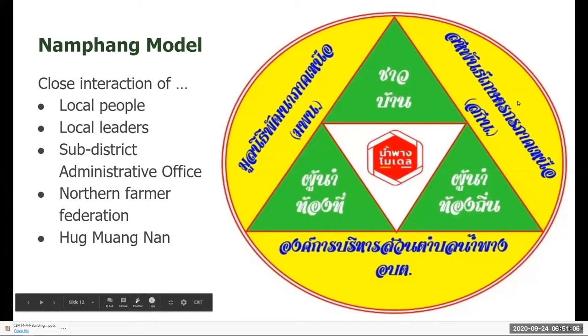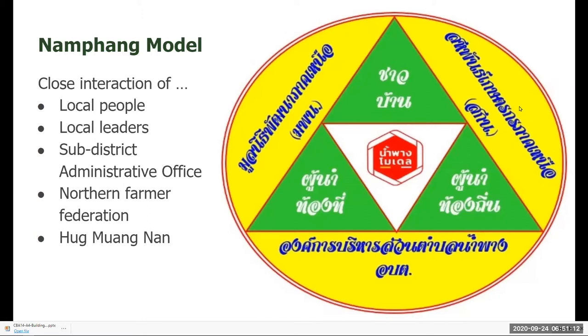So in order to make it more materialized, the Nampang model consists of three kinds of parties, let's say tri-parties: one from the local, one from the development agency, and one from the government. If you look at the diagram here, this is the local government that represents the sub-district administrative office. And then we have to work with the civil society or local NGO, which is the Northern Farmer Federation, and also the Northern Development Foundation, which is linked with the Hak Mueang Na network in the area.